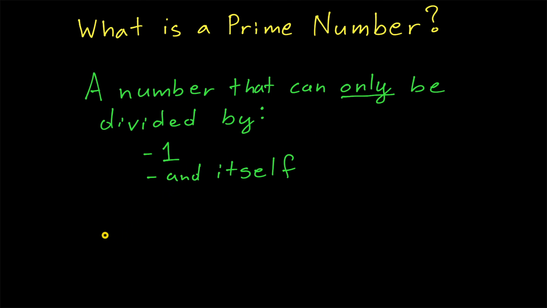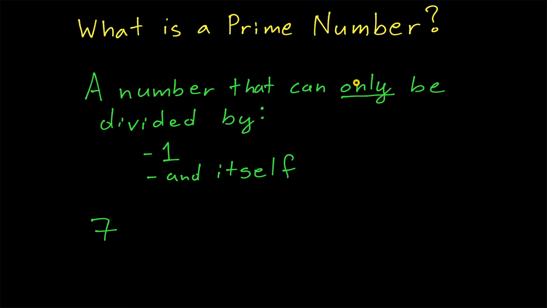So let's consider some prime numbers, for instance. Let's consider the number 7. Is the number 7 a prime number? Well, the number 7 can clearly be divided by 1. 7 divided by 1 is just 7. Can it be divided by itself? Yes, it can also be divided by itself. 7 divided by 7 is just 1.